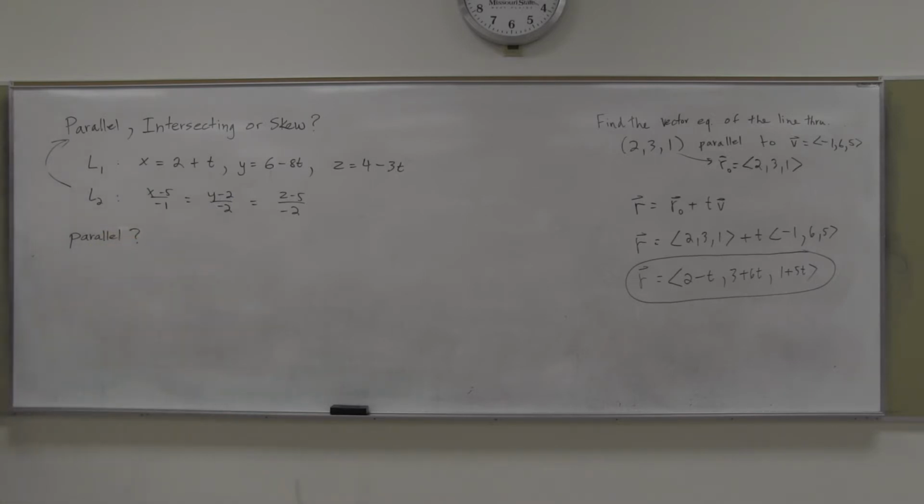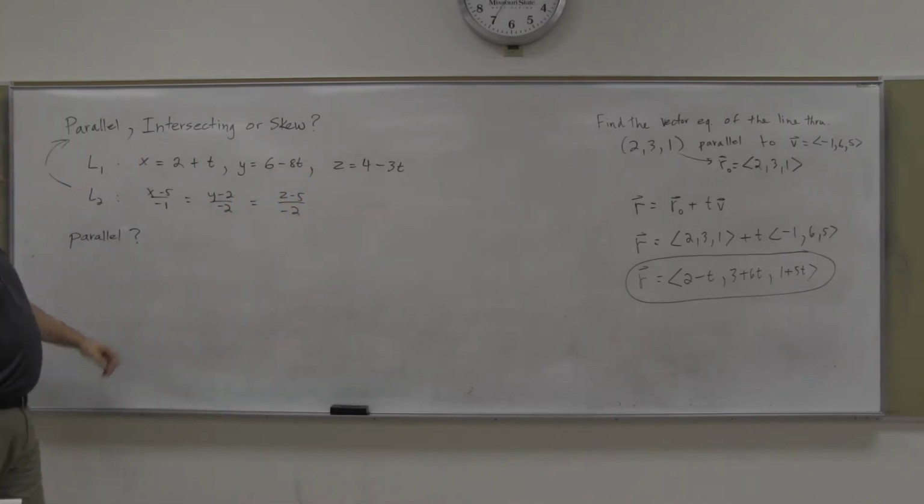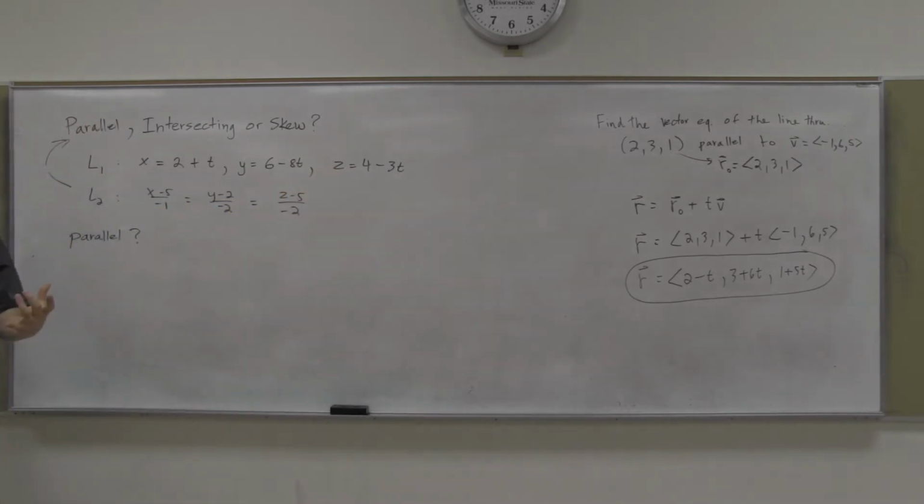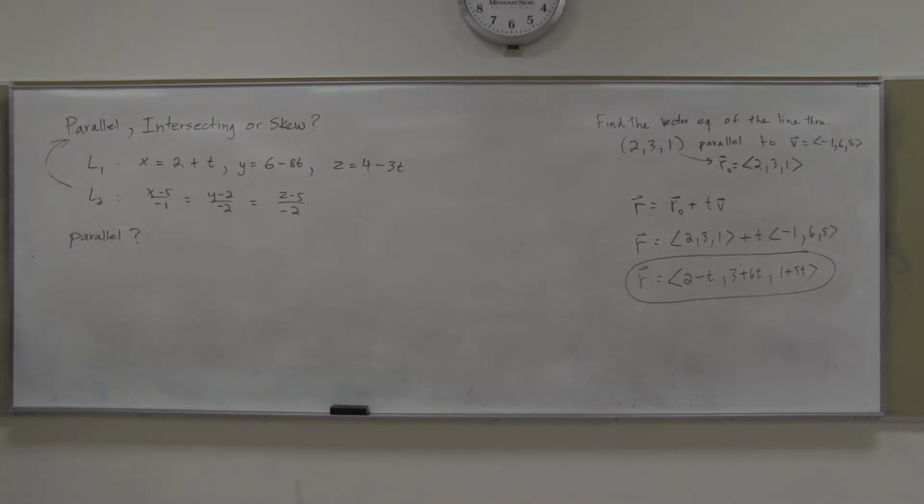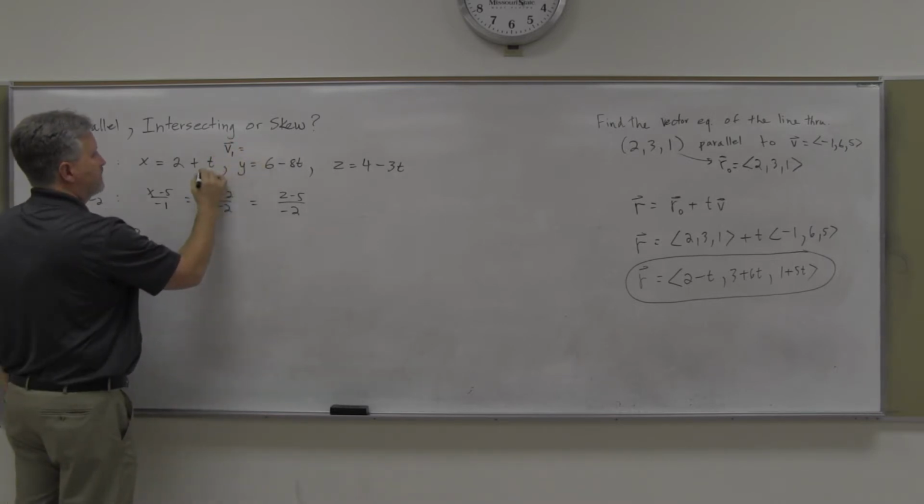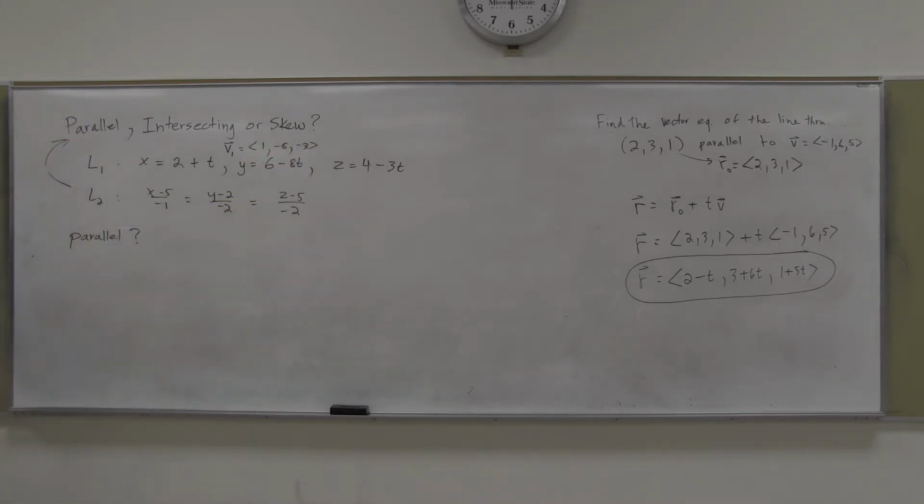Well, if we think about it, what these 2 lines represent is basically a point and a vector. Like here, I've got the point 2, 6, 4, and then the vector is 1, negative 8, negative 3, if you kind of backtrack. And there's other points we could get, but that's our parallel vector, and let's call it V1. So V1 would be the vector 1, negative 8, negative 3. That's our direction vector. We know that line is parallel to that vector.